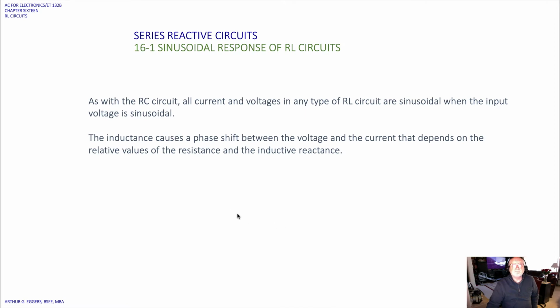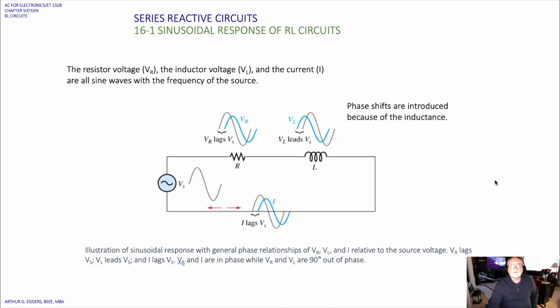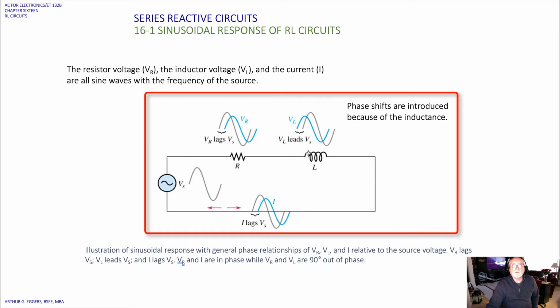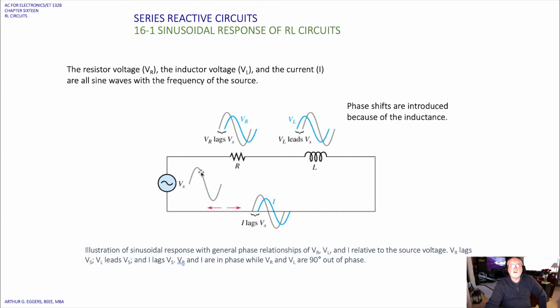So just like we saw with the RC circuit, now we've replaced the capacitor with an inductor here. And we can see the little traces of the sinusoid of what's happening here as the signal propagates through the circuit. The resistor voltage V sub R, the inductor voltage V sub L, and the current are all sine waves with the frequency of the source. And generally, again, that frequency will be given to you because you will need it to solve for the reactance.